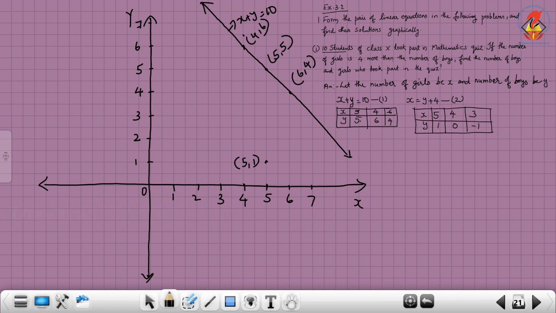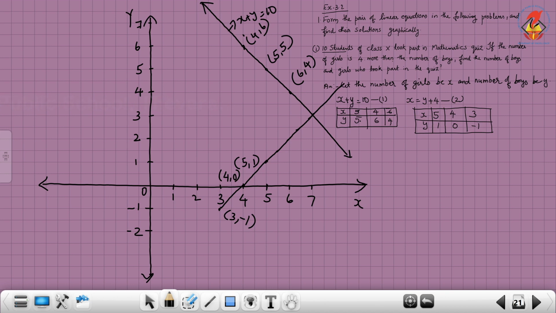Plot the points (5, 1), next (4, 0), next (3, -1), and draw the line. This line represents X is equal to Y plus 4. These two lines intersect at this point. You just draw a perpendicular line to the X axis, this is 7 units, then a perpendicular line to the Y axis. This point represents (7, 3).